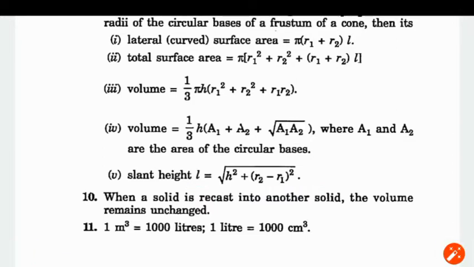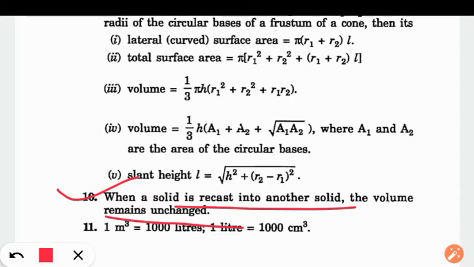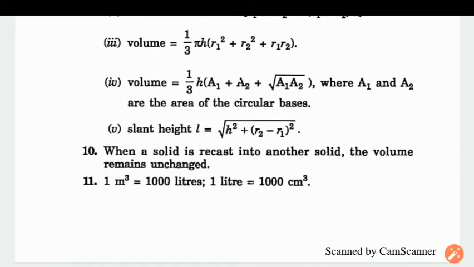Now in point number 10, what do we have? When a solid is recast into another solid, the volume remains unchanged, without wasting material. In that case the volume remains the same. And point number 11 is about units. 1 meter cube is 1000 liter, or 1 liter is 1000 centimeter cube. 1 decimeter cube is 1 liter, right?